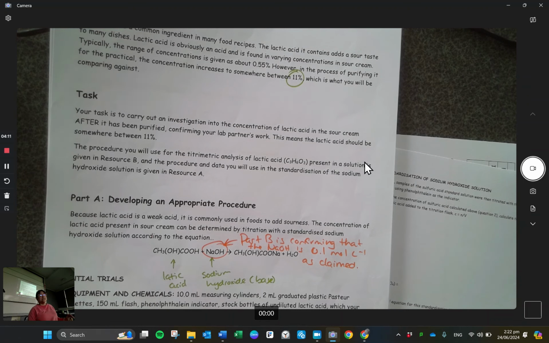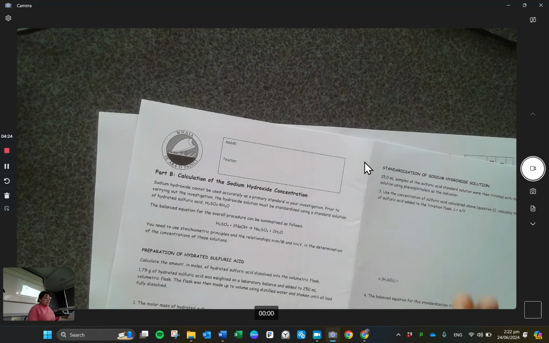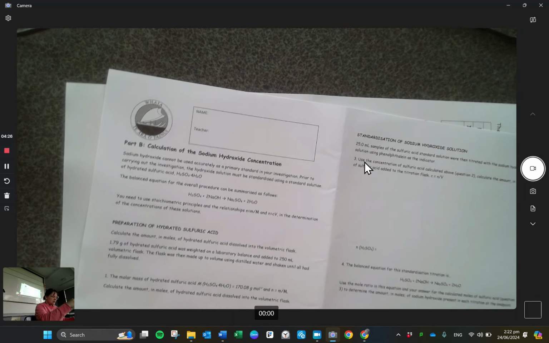So that is the reasoning for what we're doing in Part B. I'm just trying to double check my concentration for Part B to make sure it is correct, so that when I use it in Part C, I know it is the right concentration. So basically, I'm double checking it. In order to do that, I'm going to do another titration.